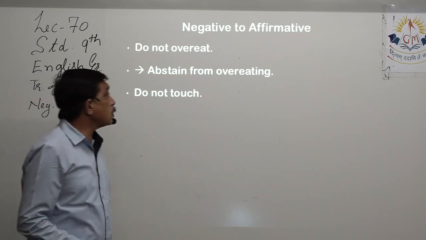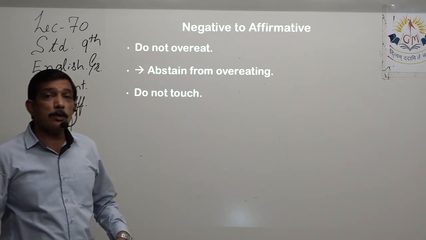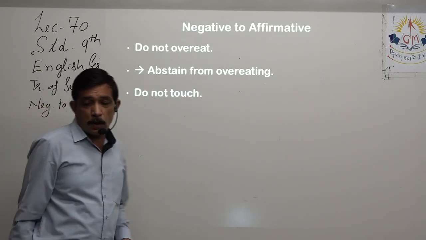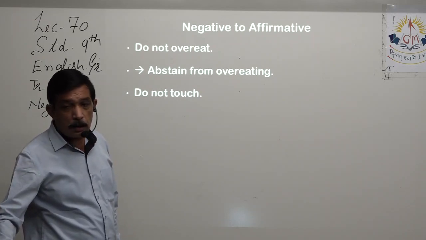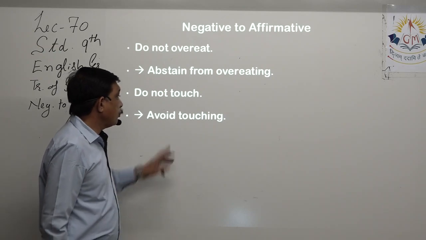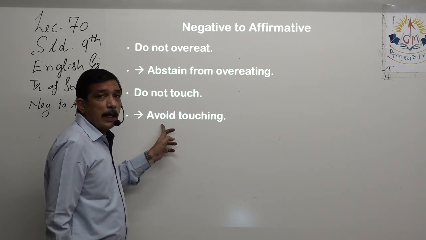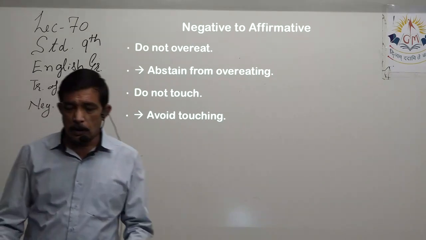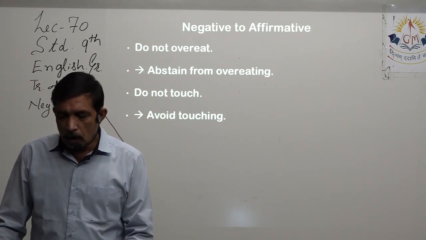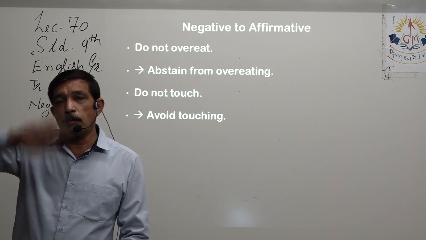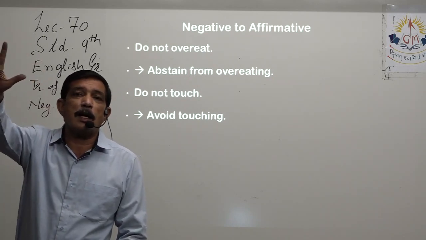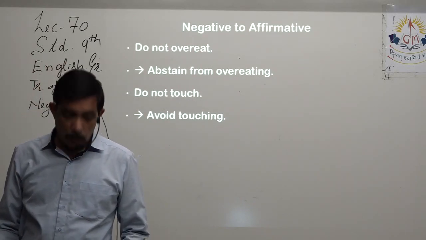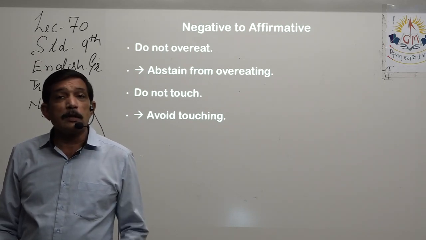Next, do not touch. Here abstain is not going to work. Here you will have to use another word, very short. Do not touch, avoid touching. Avoid doesn't need any preposition, right? So avoid touching. In many places the glass or partition is kept clean, then also people put their palm on it, yes, for support or something. So there it might be written, do not touch the glass. So avoid touching the glass.